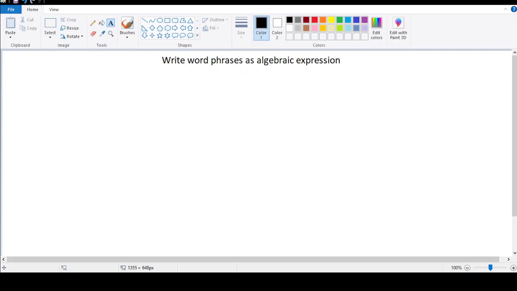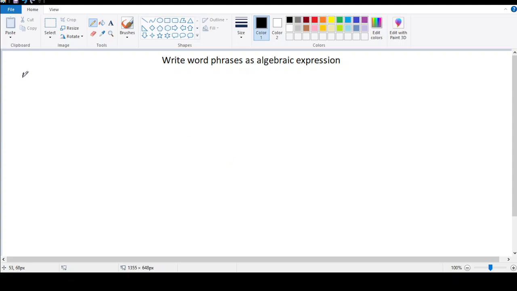Okay, in this topic we're going to be learning how to write word phrases as algebraic expressions. We will have a few tables, and we'll list some words and phrases that are used to indicate addition, subtraction, multiplication, and division. We will also show how they can be translated to form an algebraic expression. So let's start first of all with addition.